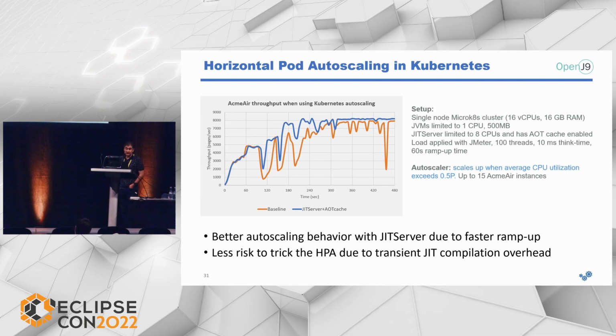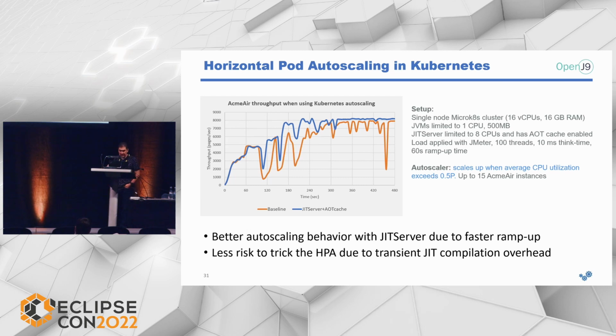The graph on the left shows the throughput of the Acme Air application while we apply an increasing amount of load to it. As you can see, the throughput for the JITServer configuration is always better than the throughput for the default configuration. You compare the line in blue, JITServer, with the line in orange, which is the baseline. So why is that? Well, Java is known for needing some time to ramp up because it needs to compile all those methods. With JITServer, you can accelerate the ramp-up time of the application, and therefore your application now responds faster to increases in load.